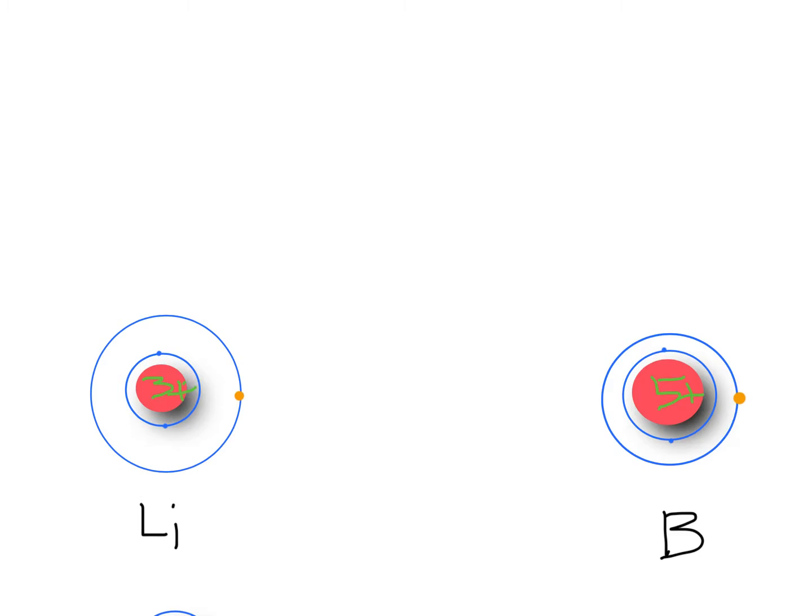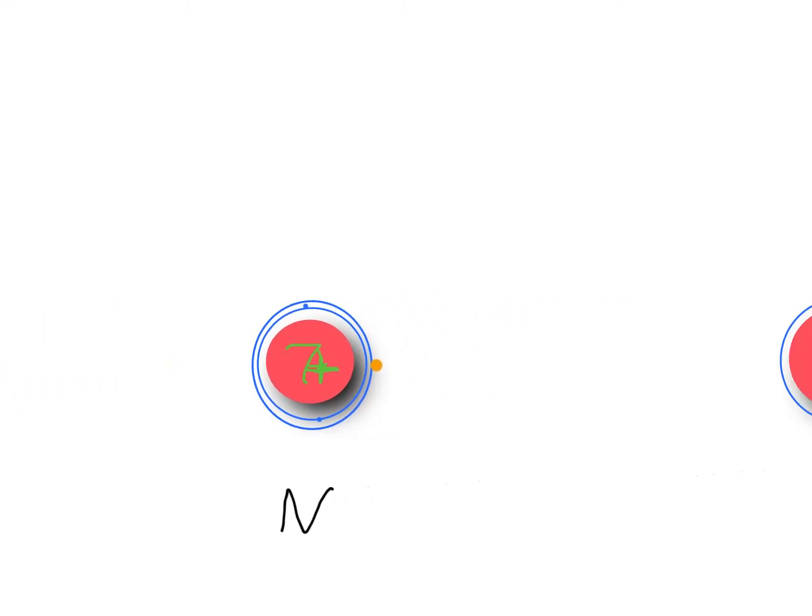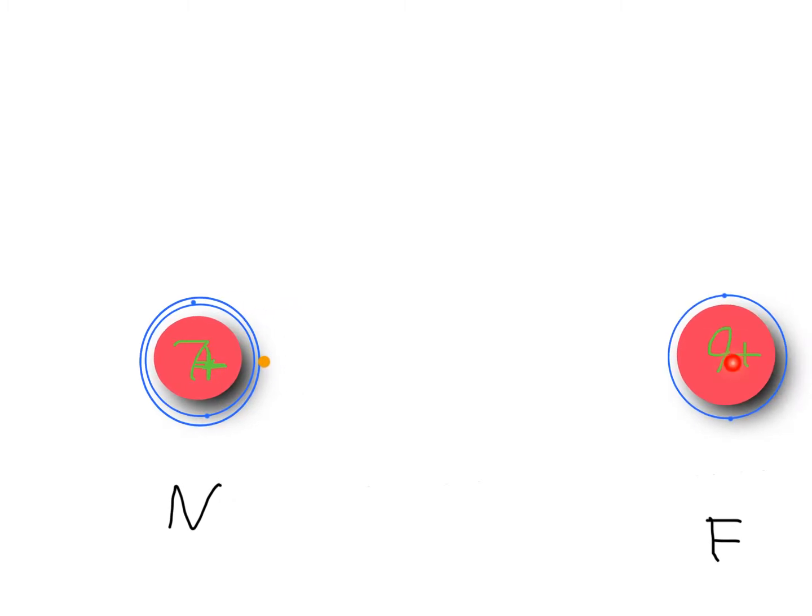Now if I look at my next one, if I compare boron and nitrogen, boron has 5 positives, nitrogen has 7 positives. Nitrogen should be able to pull in this one electron a little bit further. And this continues going across the entire period. Each time we go across the period, if I keep going to fluorine, fluorine now has 9 protons. So these 9 protons are going to be able to pull in this outer shell even more.